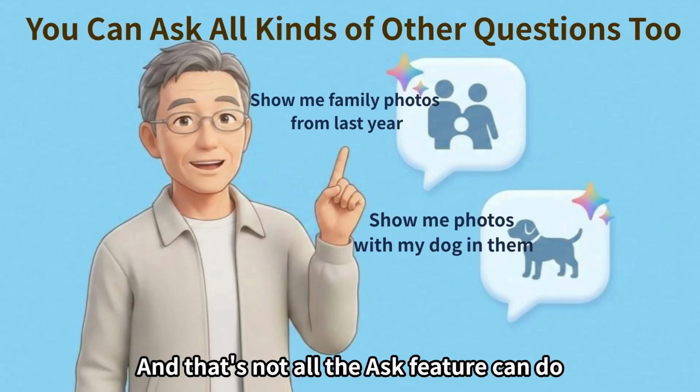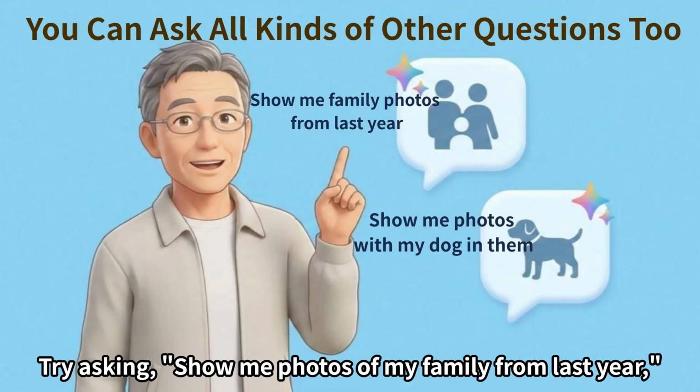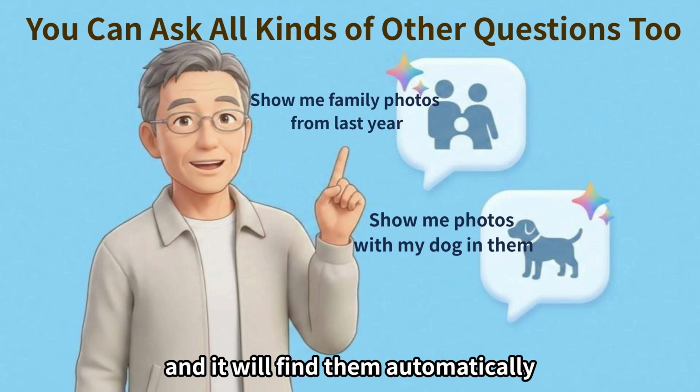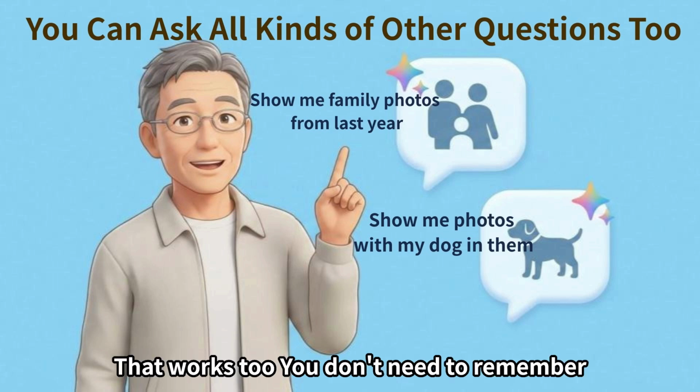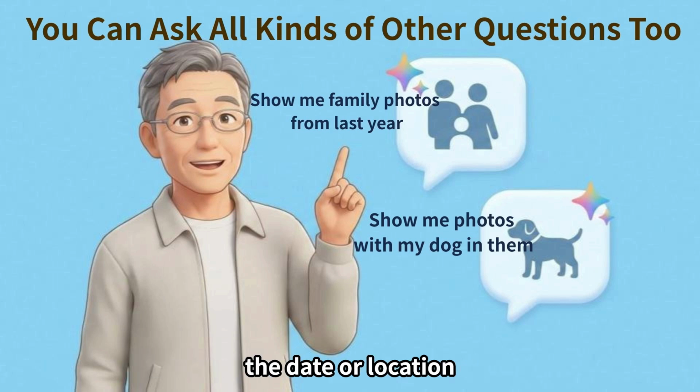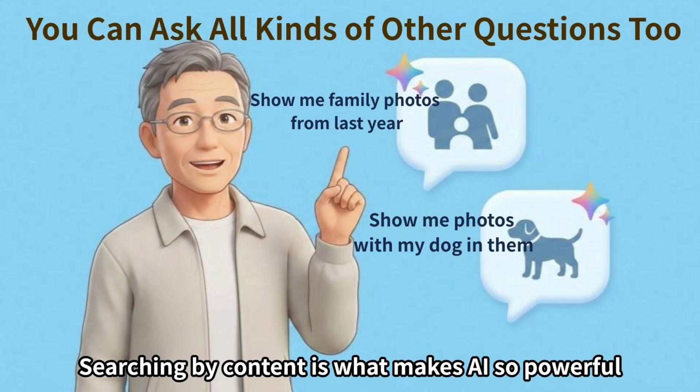And that's not all the Ask feature can do. Try asking, "Show me photos of my family from last year," and it will find them automatically from thousands of pictures. Or show me photos with a dog. That works too. You don't need to remember the date or location. Searching by content is what makes AI so powerful.